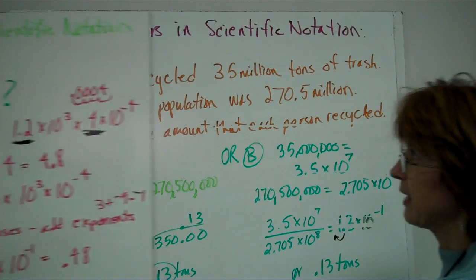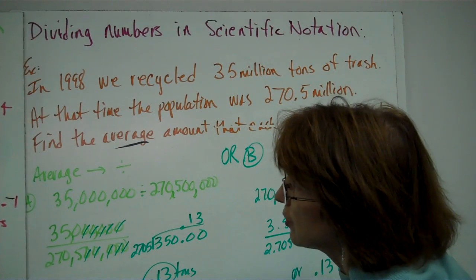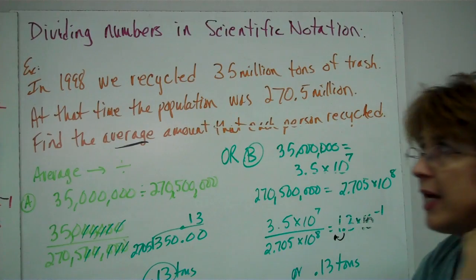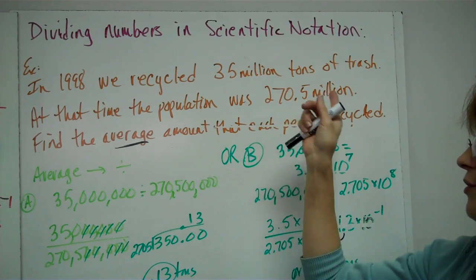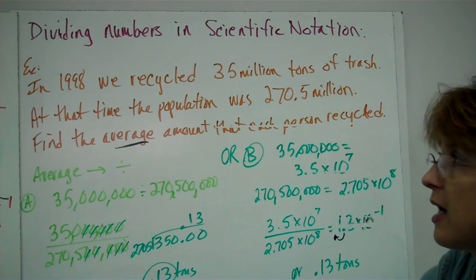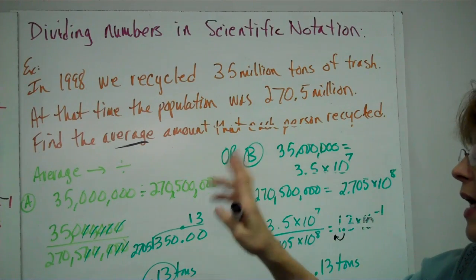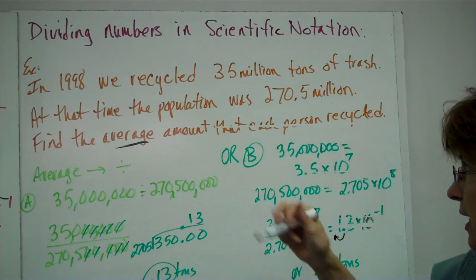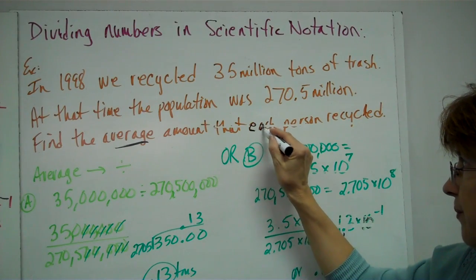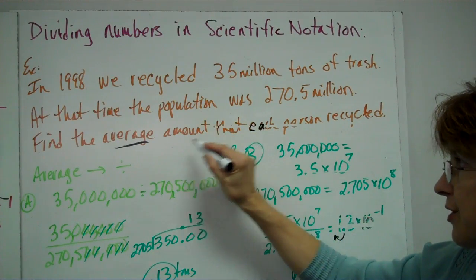Next one, we're going to be dividing. Okay, it's a real problem. It's a real life situation. In 1998, we recycled 335 million tons of trash. At that time, the population was about 270.5 million. So find the average amount that each person recycled. And that got a little scratched out. But anyway, average, as you know, means to divide.